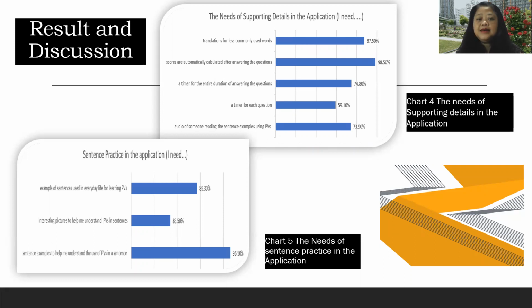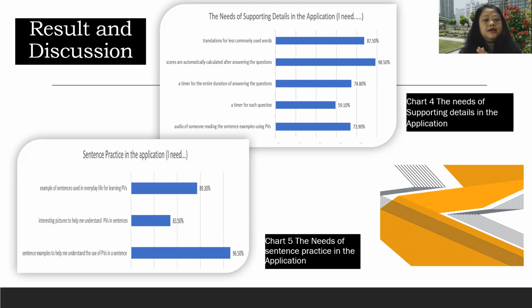And then the second highest is that they provide translation for commonly used words. Probably because some of the phrasal verbs are not common in English, so they need the translation in Bahasa. The next one, they also need a timer for the entire duration. However, on the contrary, a timer for each question is something they don't really like, although almost 60% still agree with that.